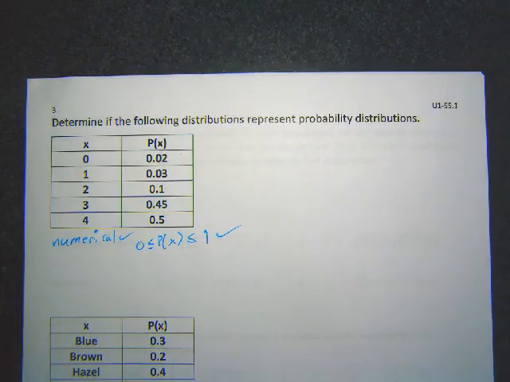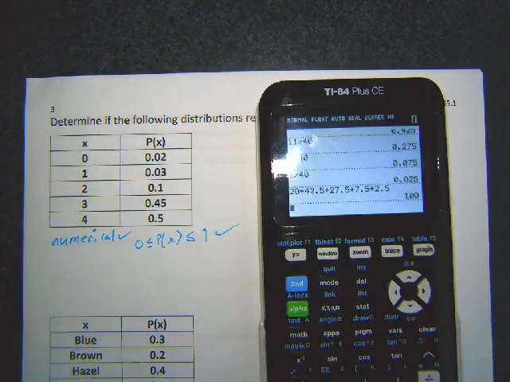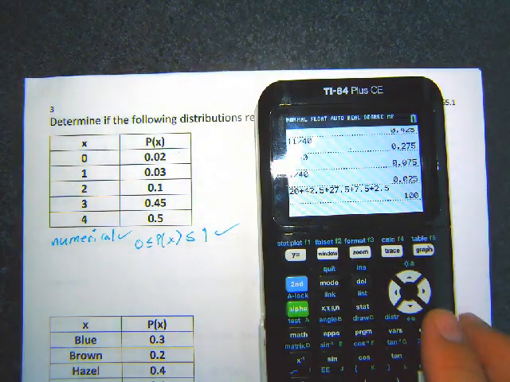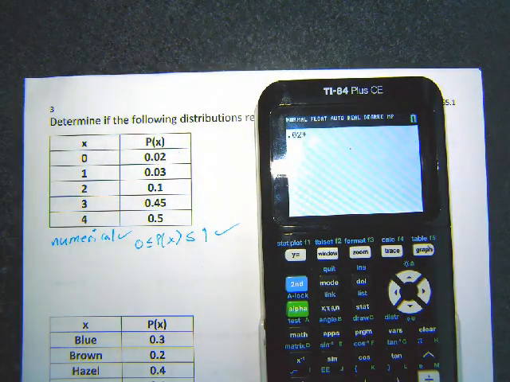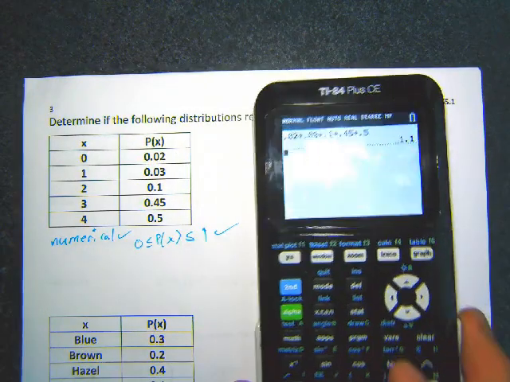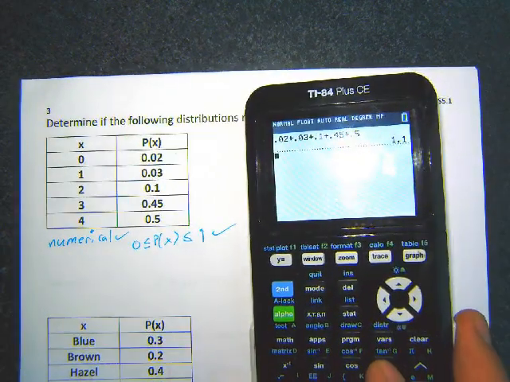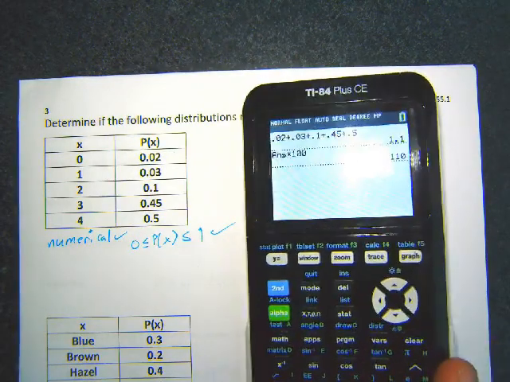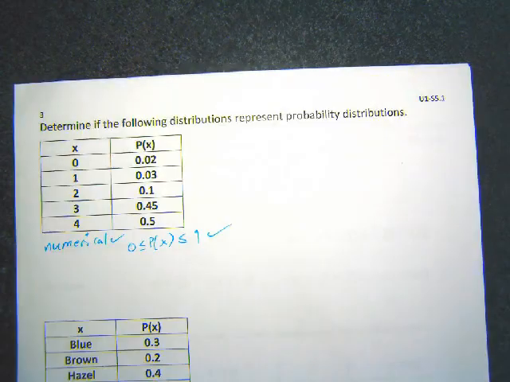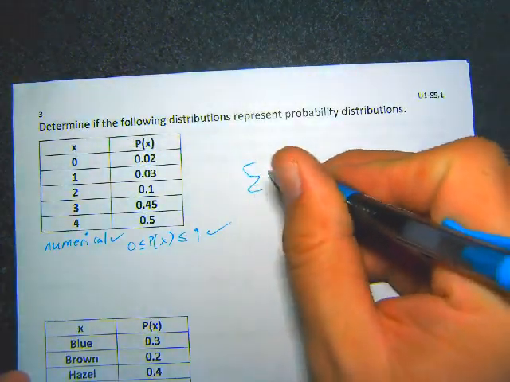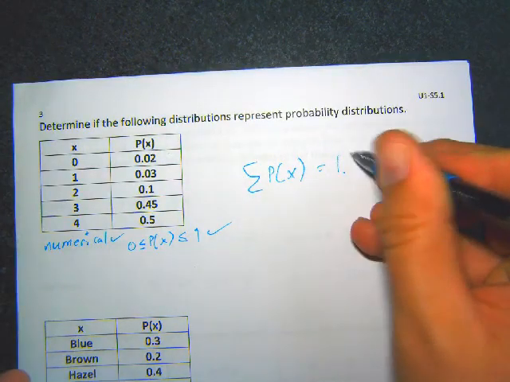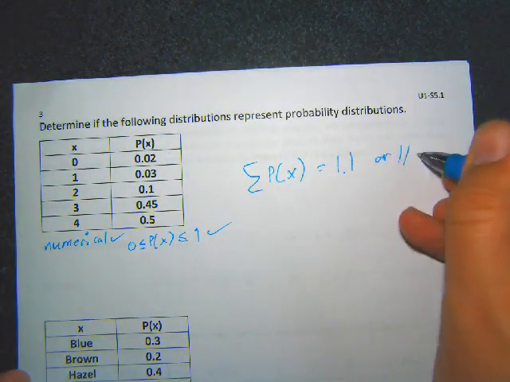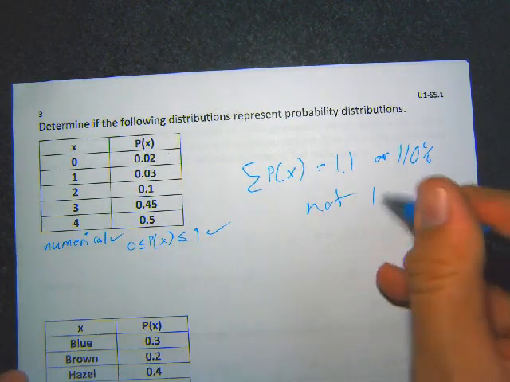Last thing to do is check that you add them up. They do have to add up to 1, or 100%. So if I do 0.02, that's 0.03, that's 0.1, that's 0.45, that's 0.5. That should add up, and I should get... Ooh, I don't. I get 1.1. Now I said 101% is okay, but this is like 110%, right? Because if we turn this to a percent by multiplying by 100, this is 110%. That's way off. This is too high. So the sum of the P of x's is equal to 1.10, or 110%, not 100%.